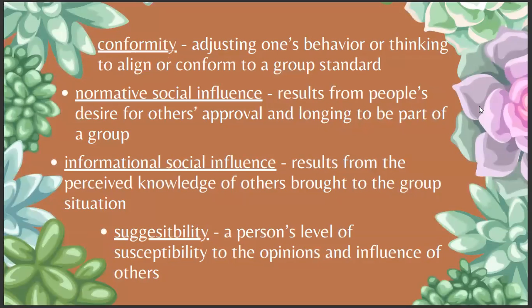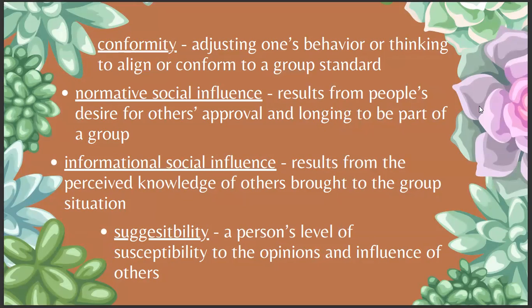Okay, then the last type of social influence is conformity. This is adjusting one's behavior or thinking to align or conform to a group standard. So we think about conforming to social norms. We think of wearing the latest trends, or doing our makeup a certain way, or saying certain words, or whatever it is. We tend to conform to the groups around us. So there's 2 main types of conformity that can then break down a little bit.